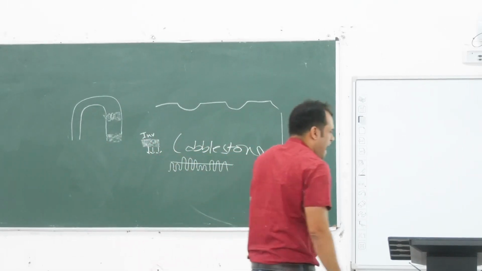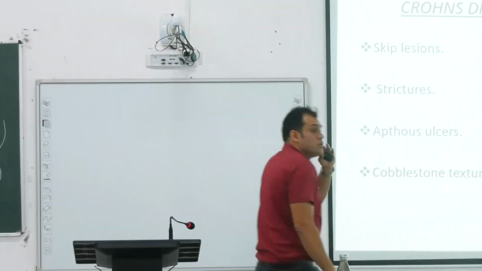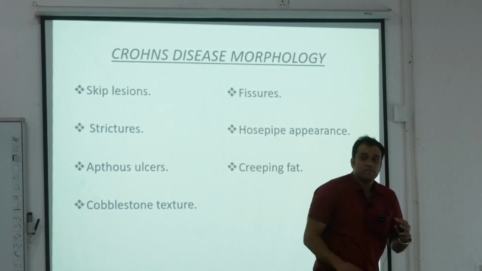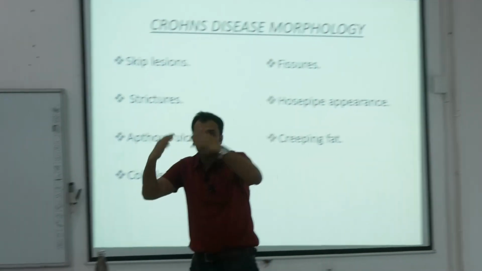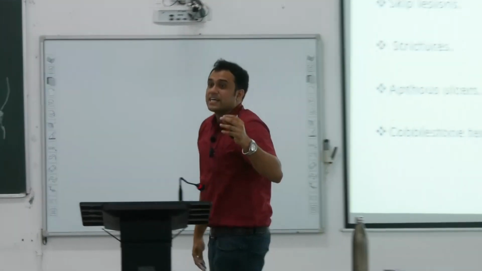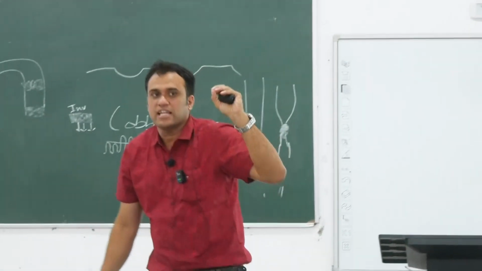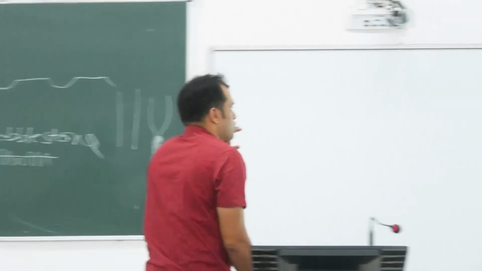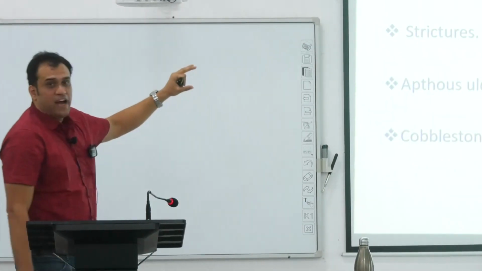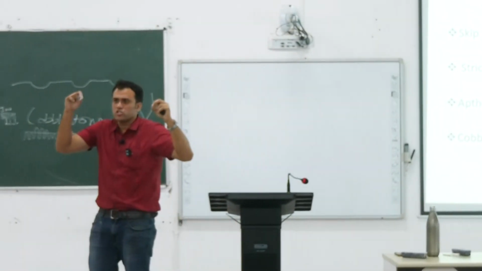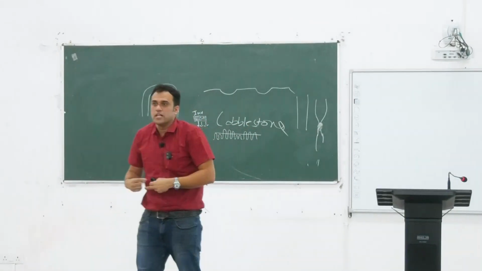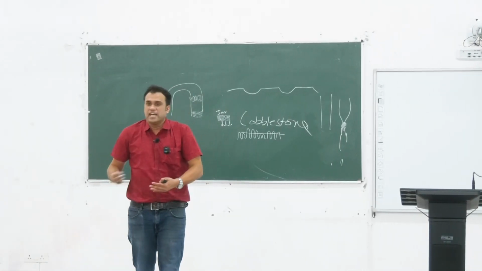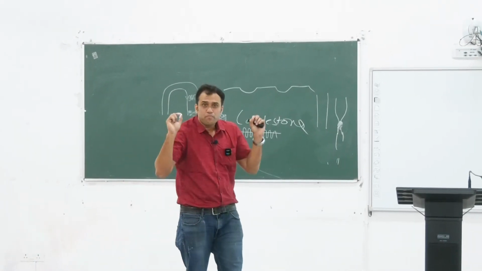You know what a stricture is. And in case of extensive transmural disease, sometimes the mesenteric fat creeps over the serosal region. That is known as creeping fat. So remember this point: it begins with an aphthous ulcer, then there is formation of skip lesions, strictures, cobblestones, hosepipe appearance, creeping fat, and also fissures. Fissures form because of extensive ulceration. Fissures form between the loops of intestine, and can extend up to the abdominal wall, perianal skin, vaginal wall, etc. So these are the points that you must remember.